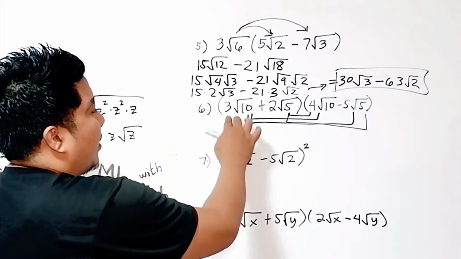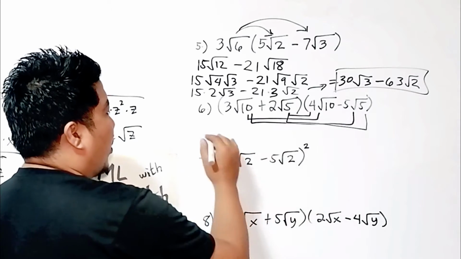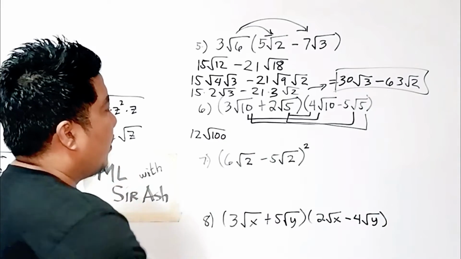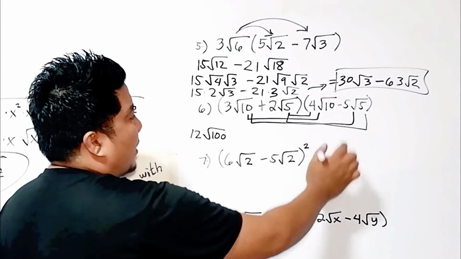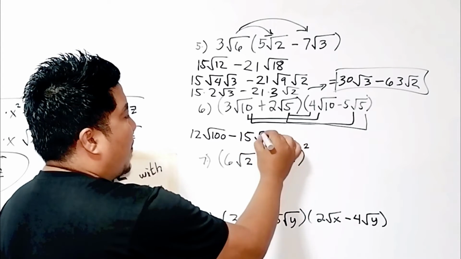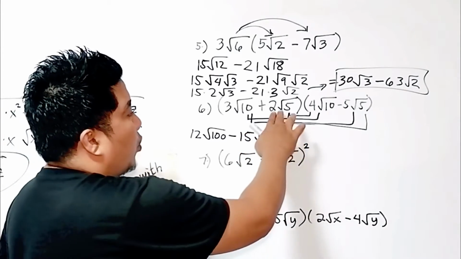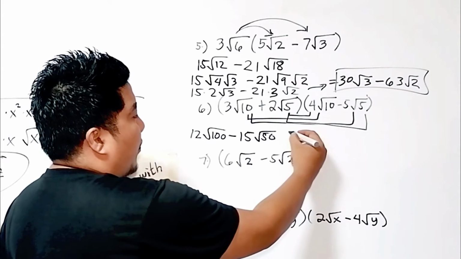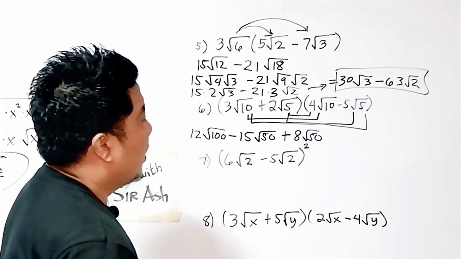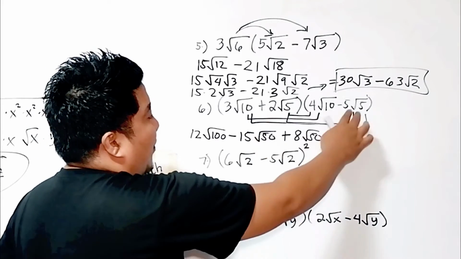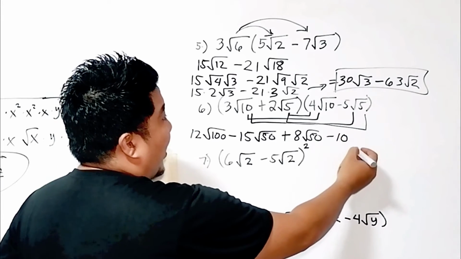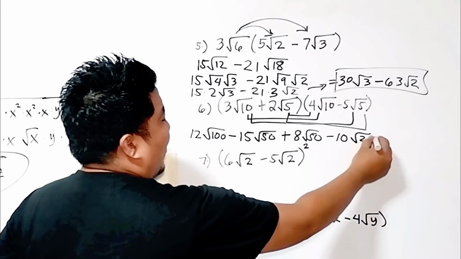So, let's try. 3 square root of 10 times 4 square root of 10, that will give us 12 square root of 100. 3 square root of 10 times negative 5 square root of 5, that will give us negative 15 square root of 50. 2 square root of 5 times 4 square root of 10, that is 8 square root of 50. And then, 2 square root of 5 times negative 5 square root of 5, that will give us negative 10 square root of 25.